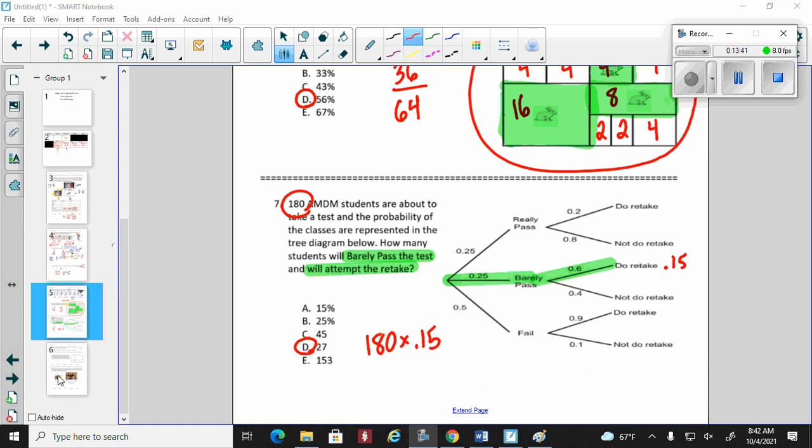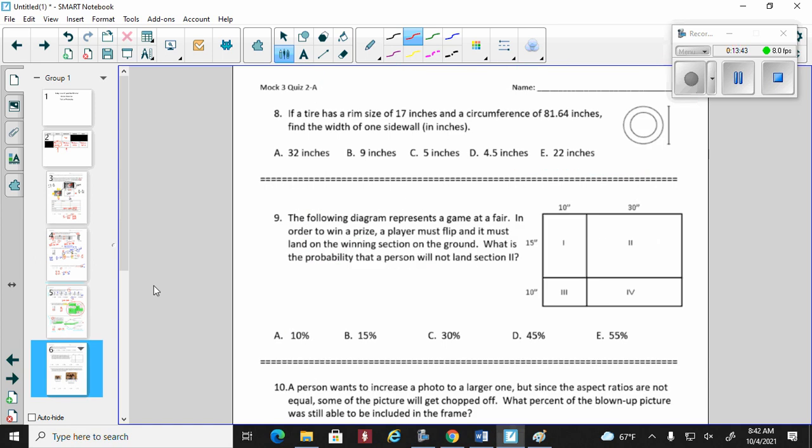All right, so question number 8. The answer is D. There you go. All right, let's talk about it. It says the tire has a size rim of 17 inches circumference. First off, circumference. Whenever I give you circumference, you got to divide by 3.14. So divide by 3.14, and what's that divided by 3.14?